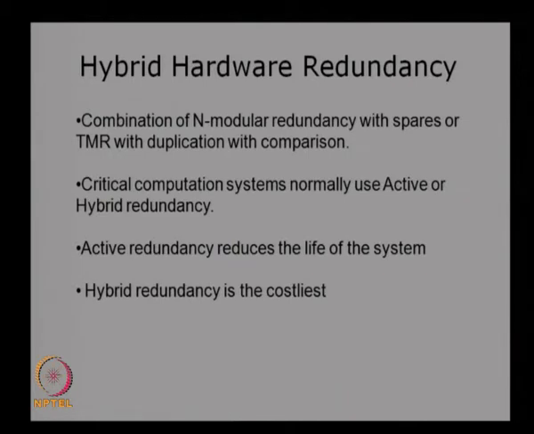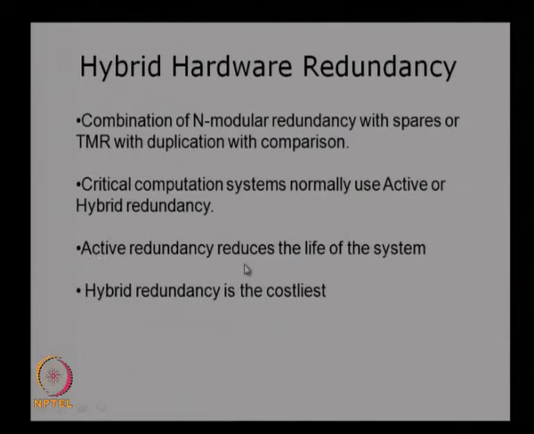In some cases you may need active redundancy, in some cases you may need passive, or in some cases we need to go for a combination of these methods. Most of the critical computation systems normally use active or hybrid redundancy, because active redundancy will tell you the location of errors and where they are coming from, and then we can confine the damage. That is why most critical computation systems normally use active or hybrid redundancy.